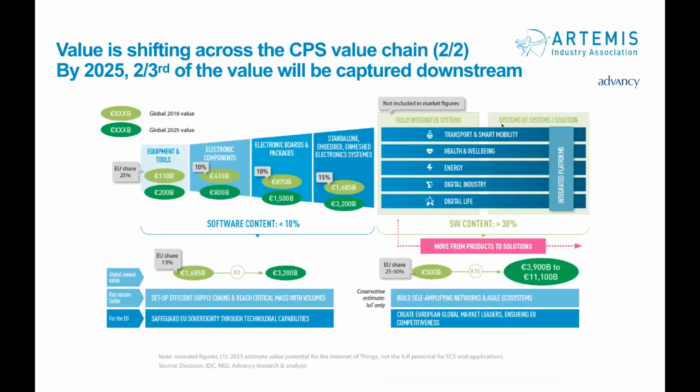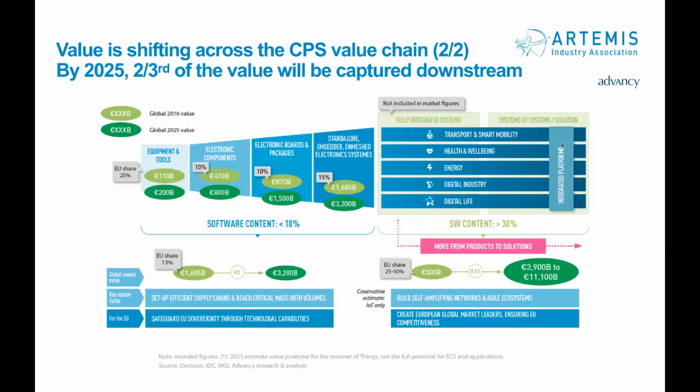We can also look at what Artemis recently put out as a report on the market growth in various areas. And this is the value chain of the electronics components and system community. And it's pretty clear that we have nice figures of growth on components and tools and so on.